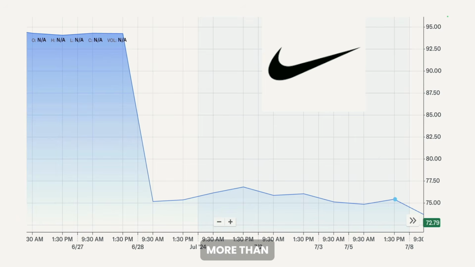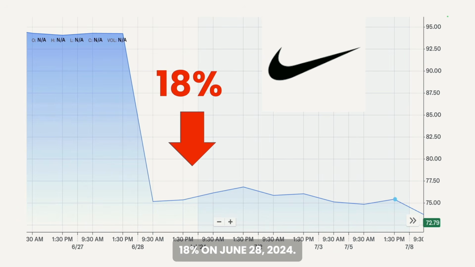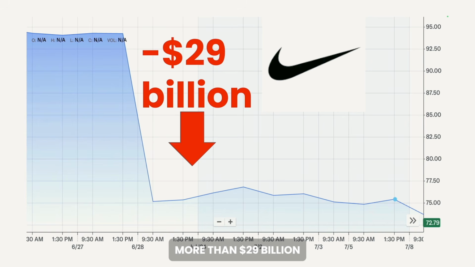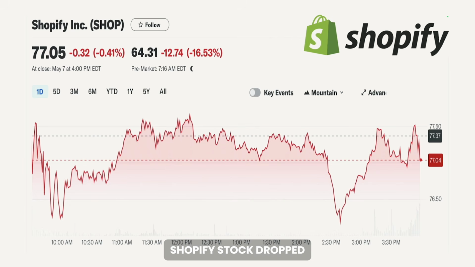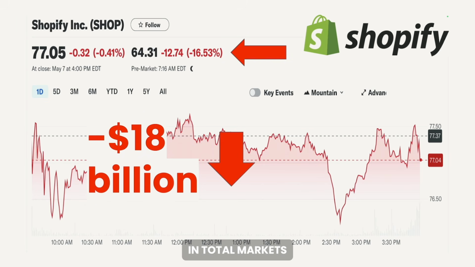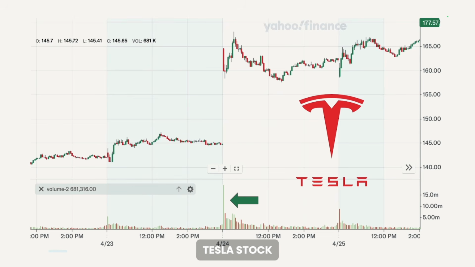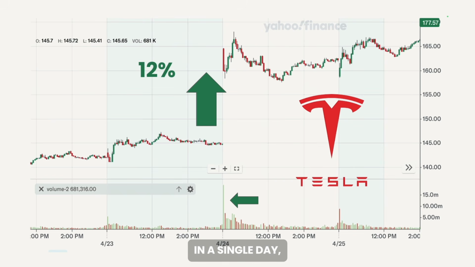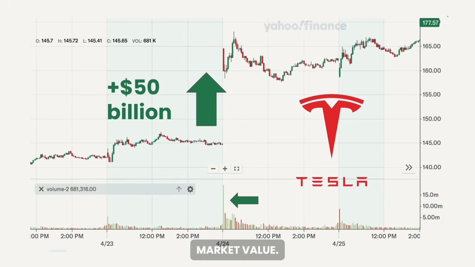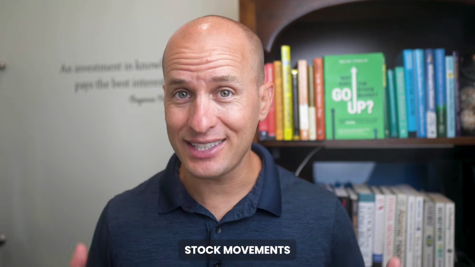Nike stock fell more than 18% on June 28, 2024. That wiped away more than $29 billion in market value in a single day. A few months earlier, Shopify stock dropped more than 16% in a single day, erasing more than $18 billion in total market value. Yet, just a month before that, Tesla's stock skyrocketed 12% in a single day, creating $50 billion in market value. What do all these big one-day stock movements have in common?